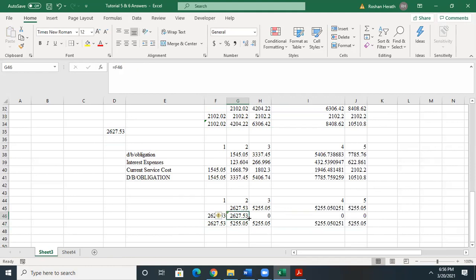So this is the situation, right? So according to this particular plan, you can see that. So we are supposed to pay at the end of the fifth year, this employee 13,137.6.